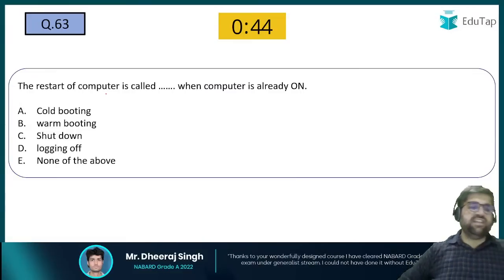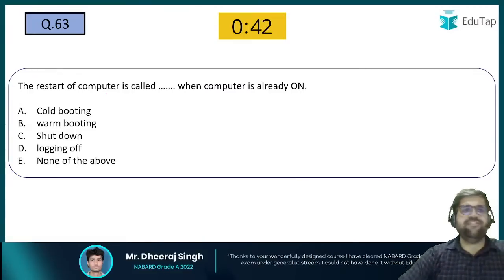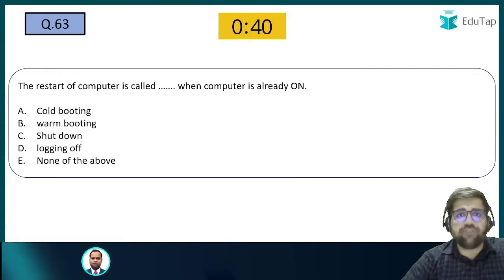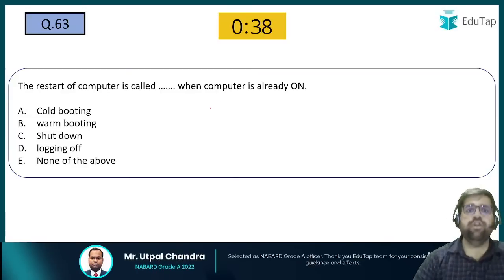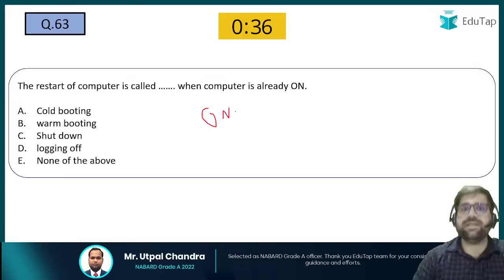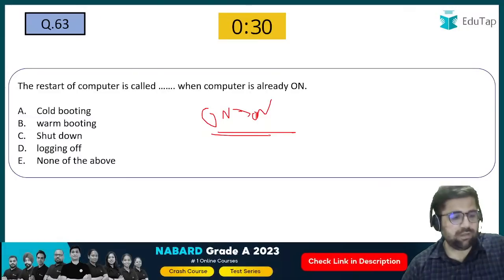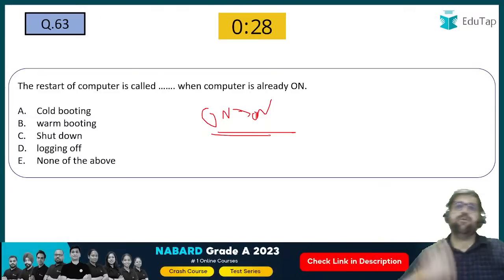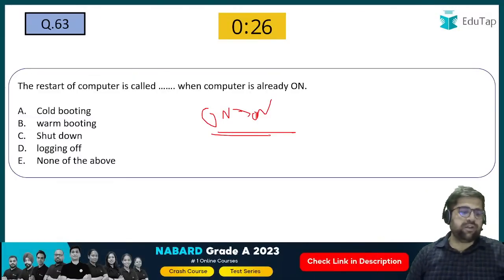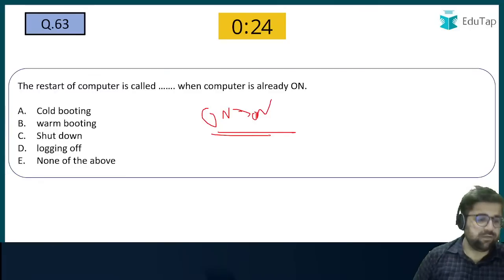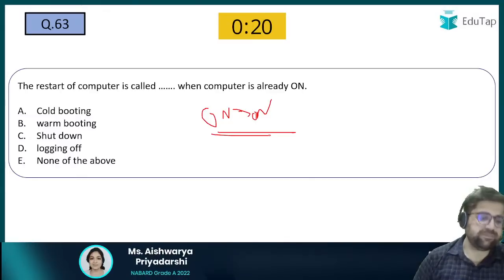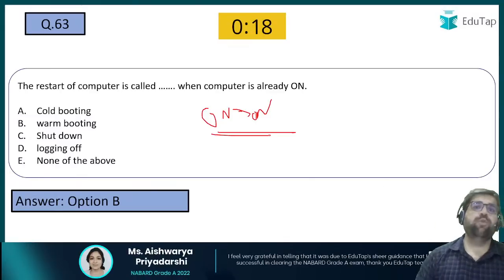Question number 63. This thing we have already done. Restart of the computer when it is already on. So it is going from on to on. It means what? It is going from on to on. If a computer is going from on to on, then it will be called as what? On to on, your answer will be warm booting.